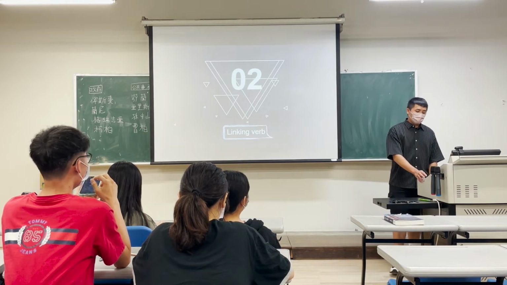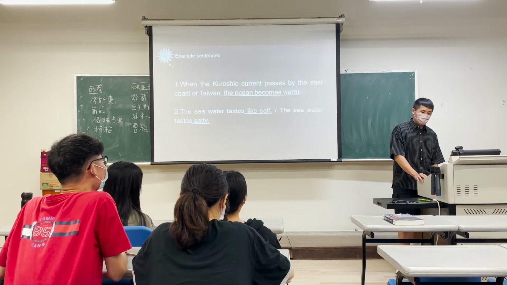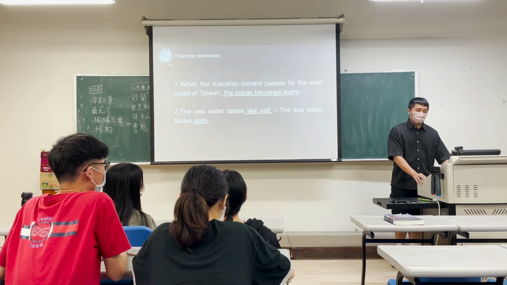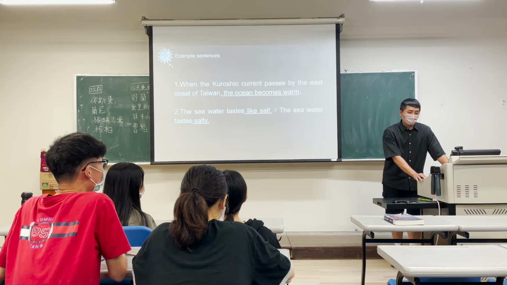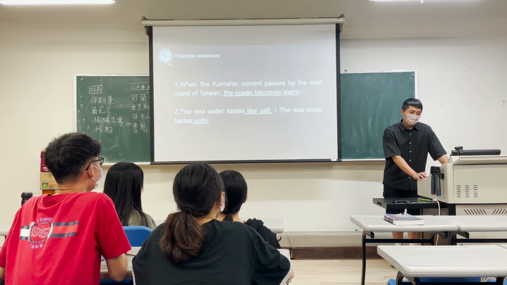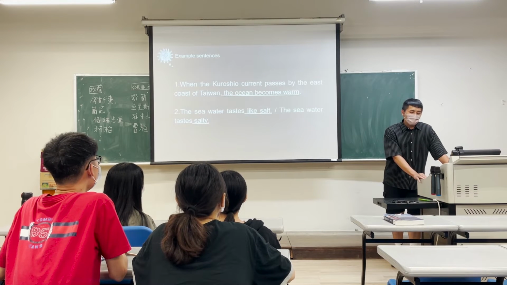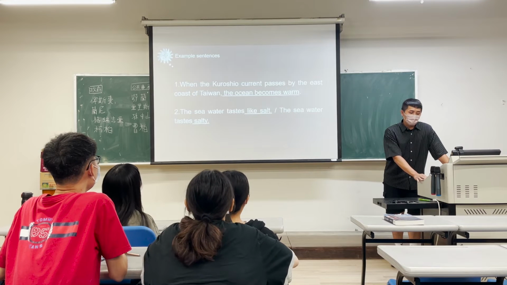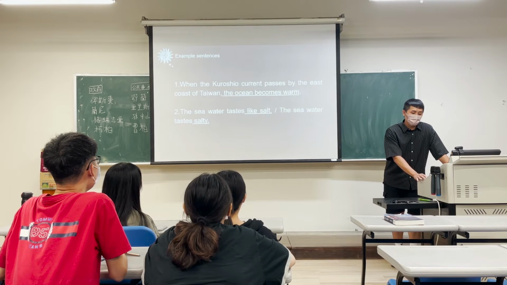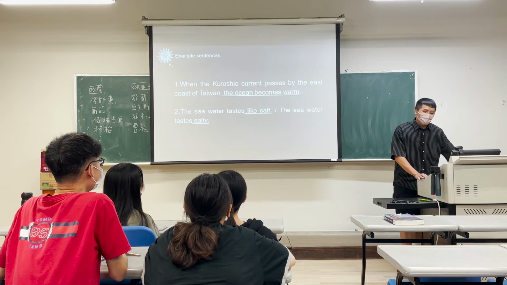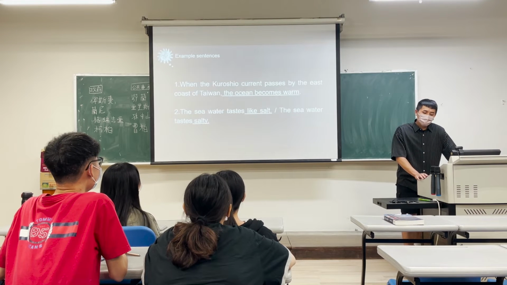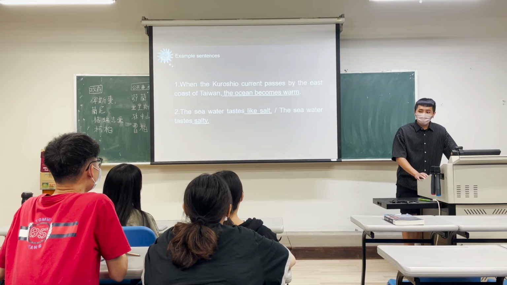Okay, now I'm going to talk about the linking verbs. So, as today's lesson, we've talked about different kinds of currents, right? In Taiwan, the most related current to Taiwan is the Kuroshio current, correct? Yes. Okay, so when the Kuroshio current passes by the east coast of Taiwan, the ocean becomes warm, right? It is a warm current.